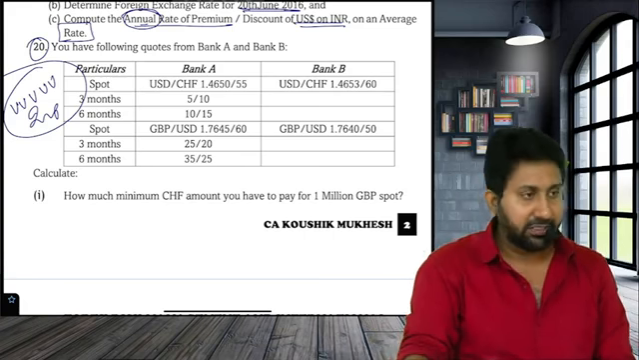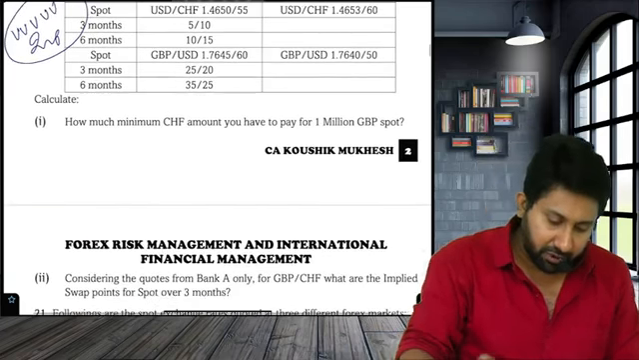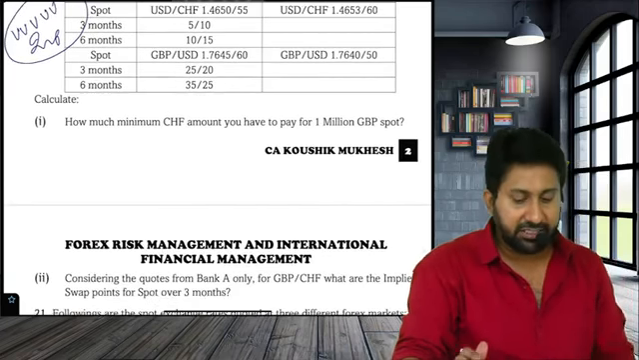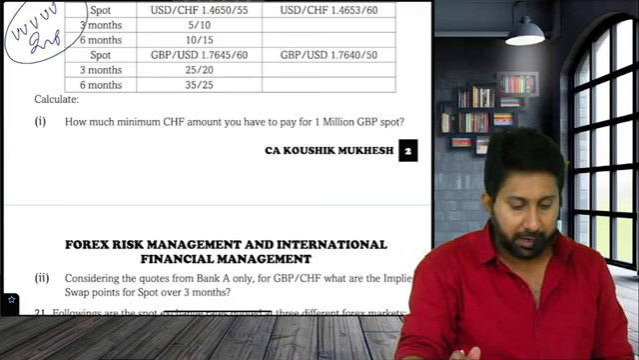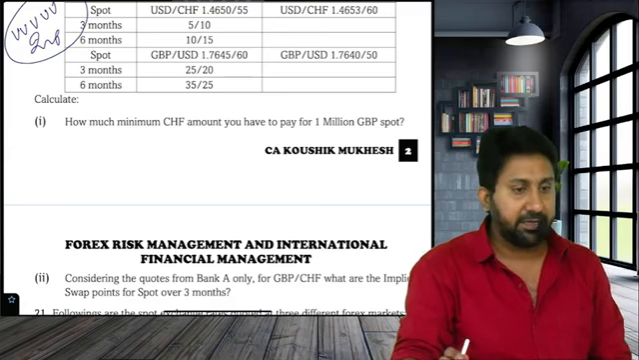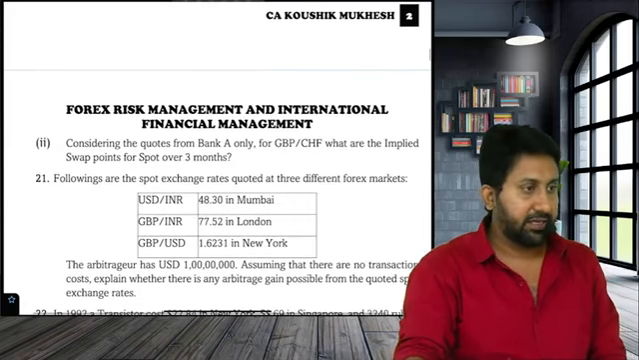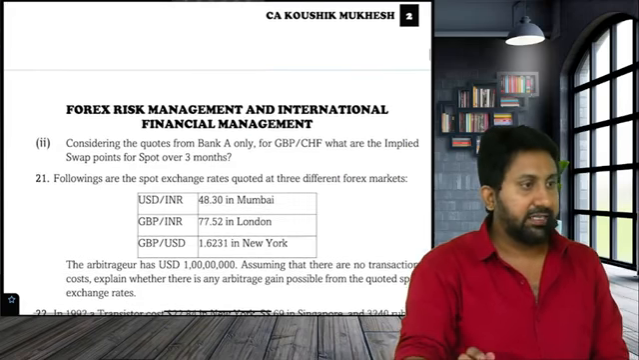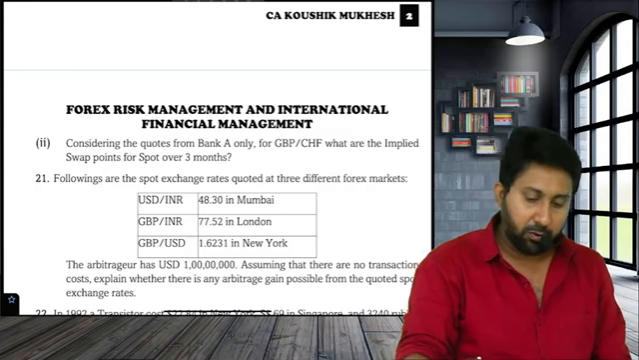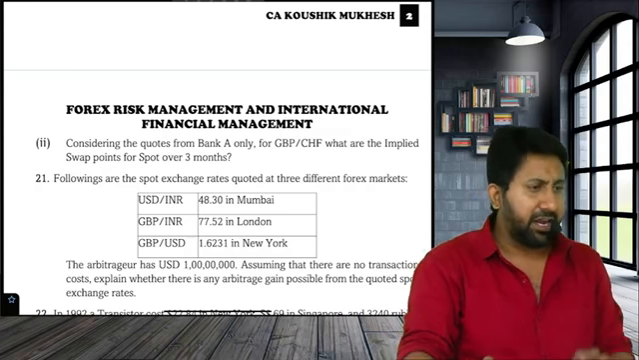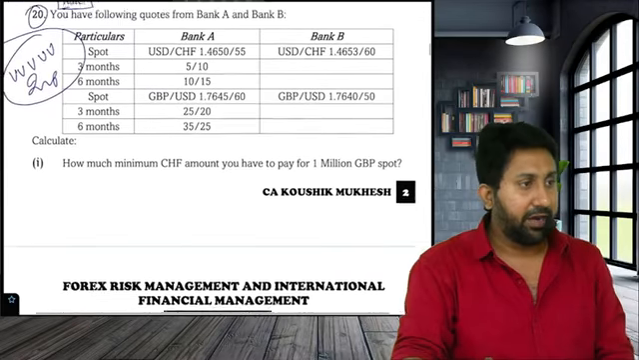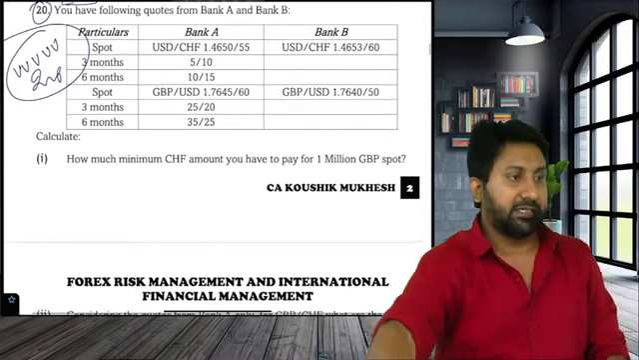3 months swap, 6 months swap. Now the question is on what? How much minimum CHF amount you have to pay for 1 million GBP spot? Next, considering the quotes from bank A only for GBP by CHF, what are the implied swap points for spot over 3 months? Very important question. Read the question first. Understanding it will take some time.